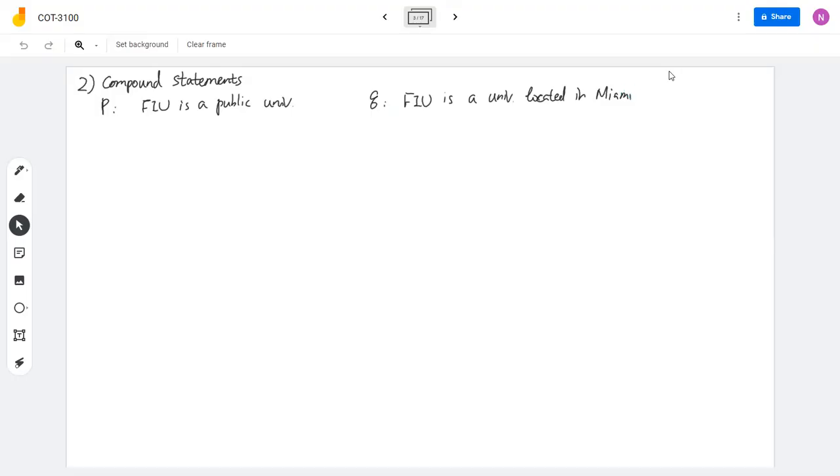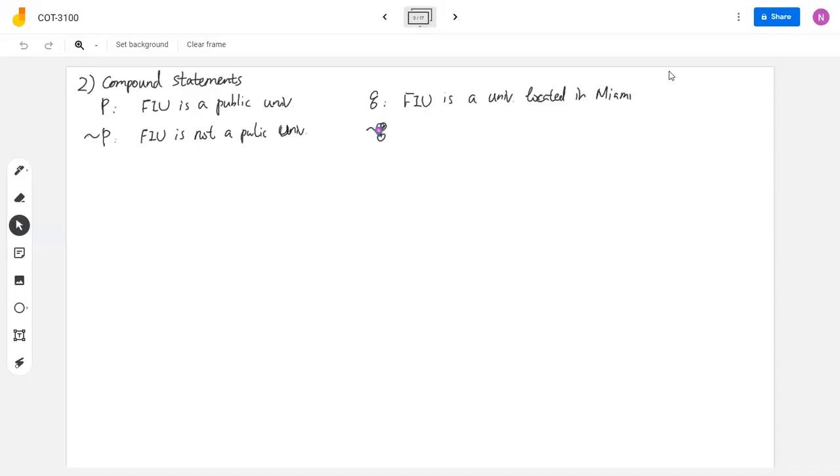First of all, what does the proposition not P mean? That means FIU is not a public university. Equivalently, this means FIU is a private university, if I'm not wrong, since every university is either public or private. And of course, not Q means FIU is a university not located in Miami.